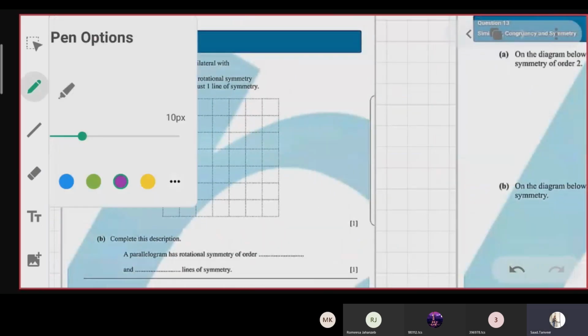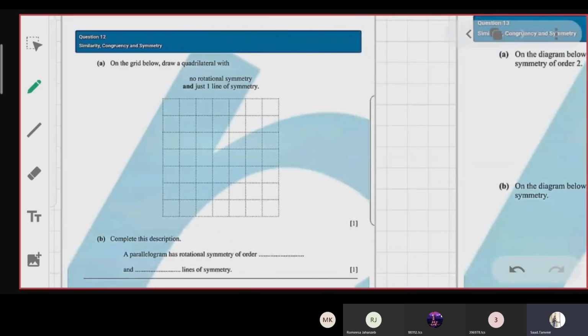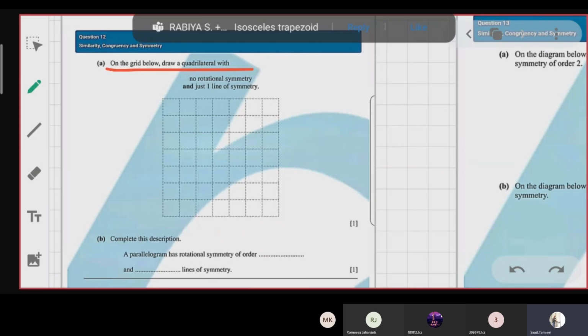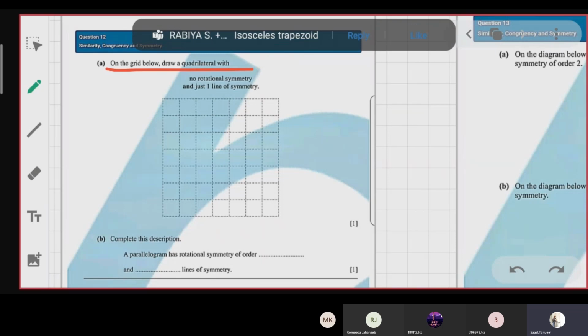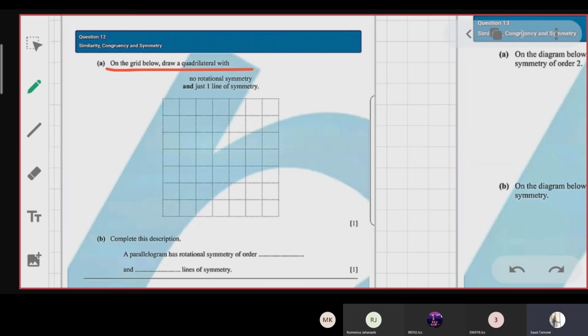What is the examiner asking you? The examiner is simply asking you, on a grid below, draw a quadrilateral with no rotational symmetry and just one line of symmetry. Is there any quadrilateral that has no rotational symmetry? No rotational symmetry also refers to zero order rotational symmetry. Anyone? Isosceles trapezoid. Okay, agree. If you draw an isosceles trapezoid, it has something like this.